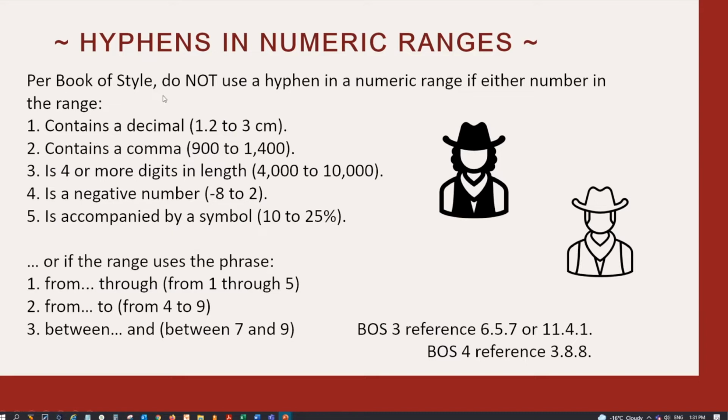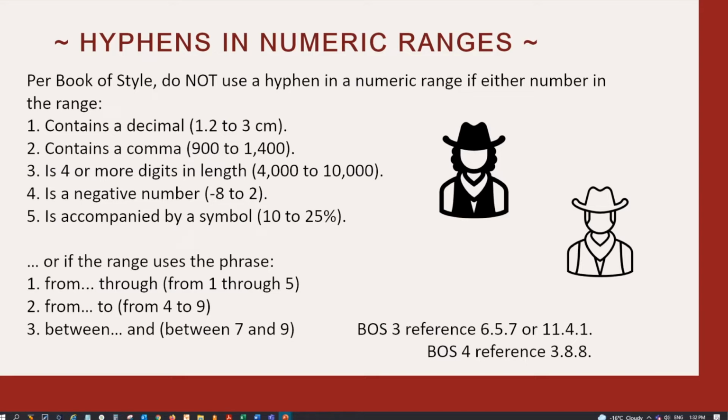But per the book of style, when you have a numeric range, you do not want to use a hyphen between those numbers if either of the numbers in the range has a decimal or a comma in it. Basically, numbers over 1,000 can often have a comma. If either of those numbers is over 4 digits in length, so 1,000 and up.